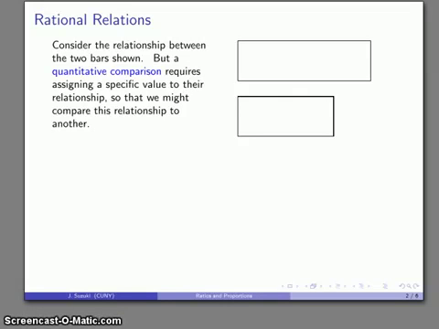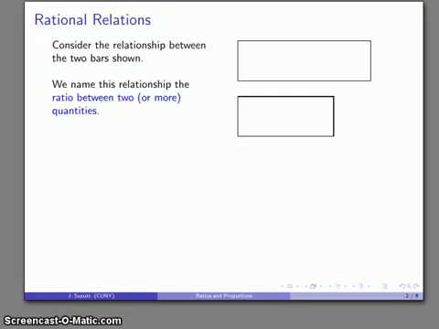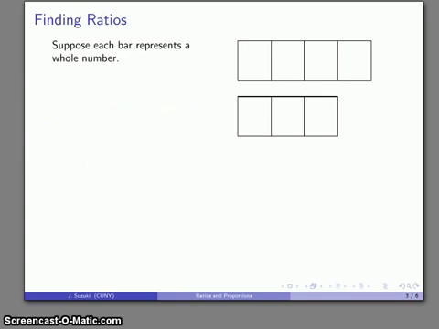Now, it might not be possible to do that, but in the cases where we can identify a quantifiable relationship between the two objects, we call the relationship the ratio between two or potentially more quantities. Well, one possibility is suppose each bar actually represents a whole number. So here the top bar actually represents the whole number 4, and the bottom bar actually represents the whole number 3. 4 what? 3 what?